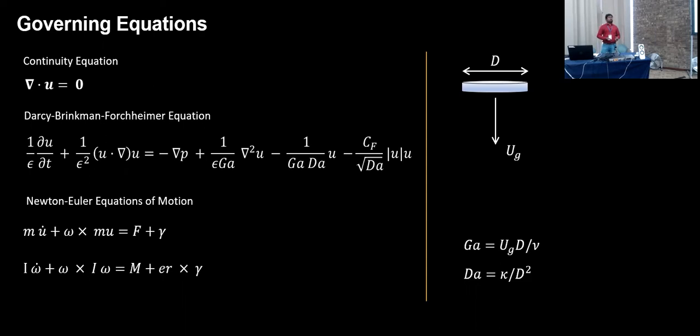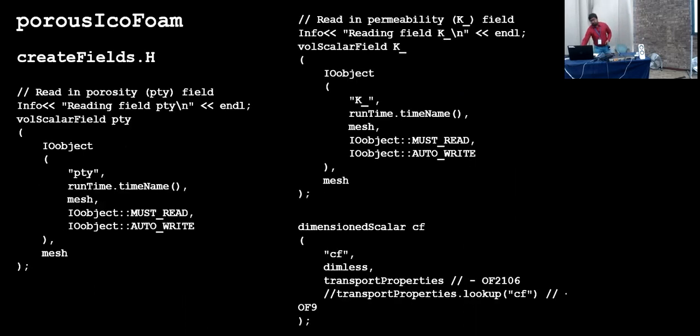We take the gravitational velocity of the freely falling body, and using the gravitational velocity, we define the Galileo number, which governs the physics of the body, and the non-dimensional Darcy number, which is a function of the permeability, gives us the effect of permeability on the flight dynamics.